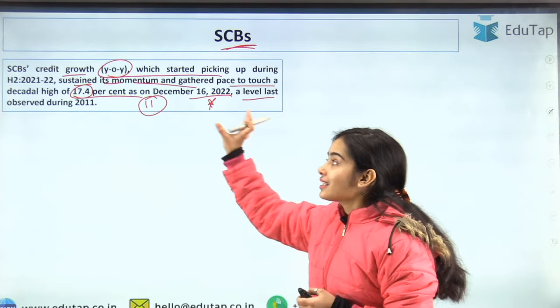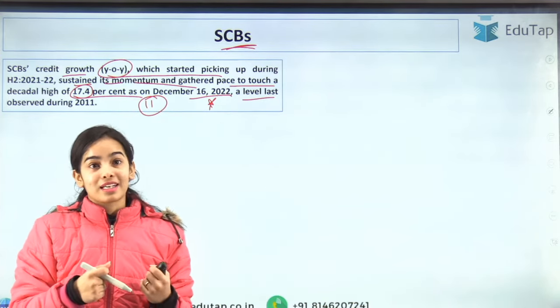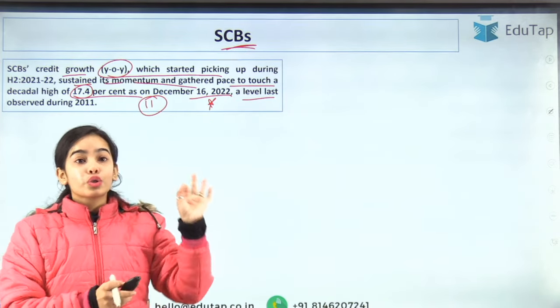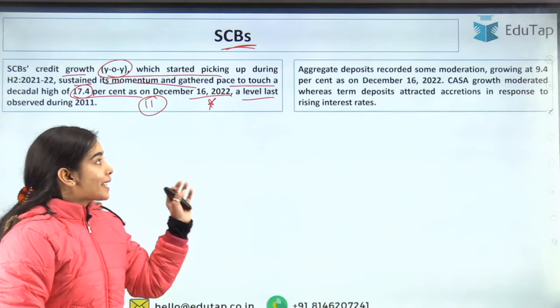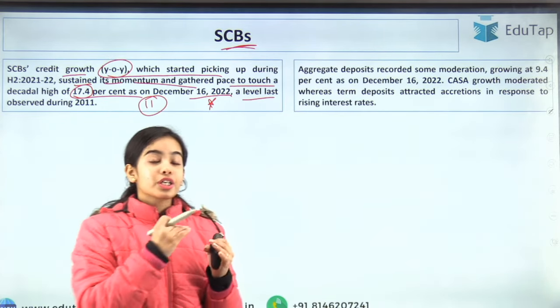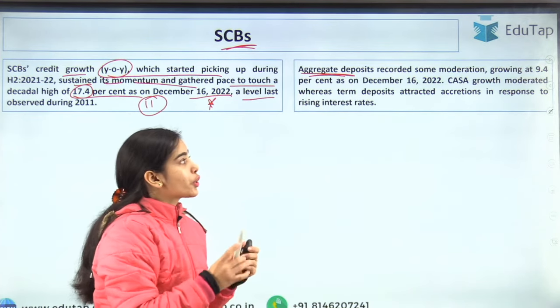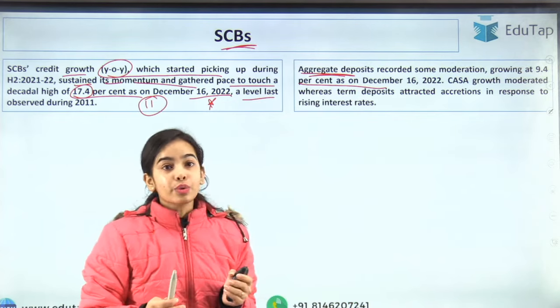This data shows that credit growth is happening very fast in our country, and it was a decadal high, and this data was shown in the newspapers also. So you should remember this data. A direct question can come from this. Aggregate deposits recorded some moderation. There was some decline in the aggregate deposits, which were growing at 9.4% as on December 16, 2022.